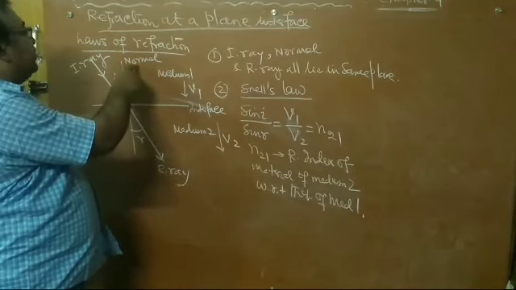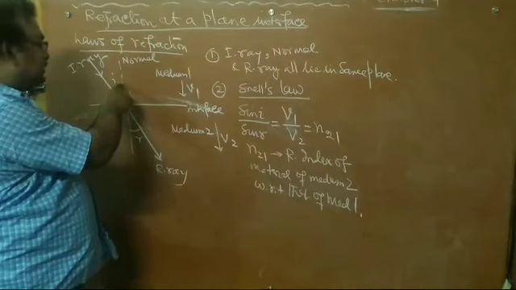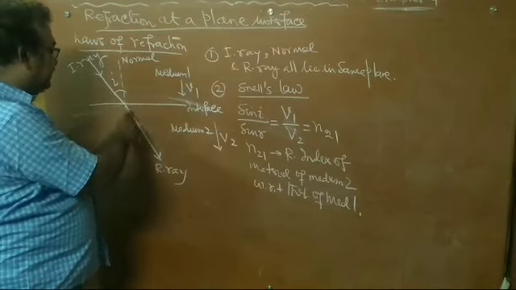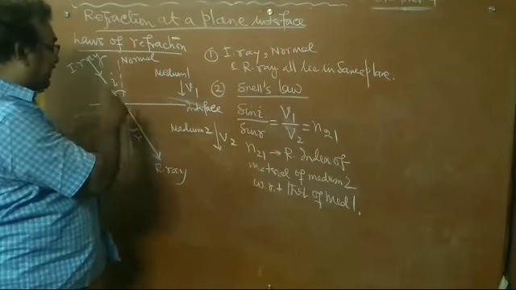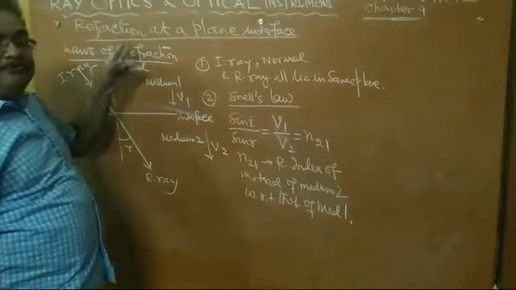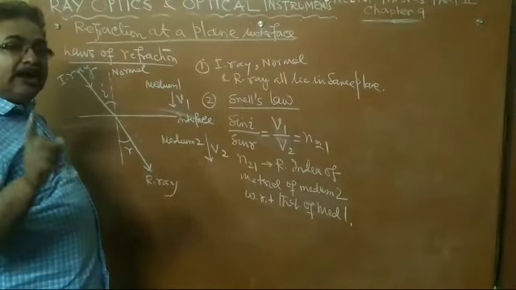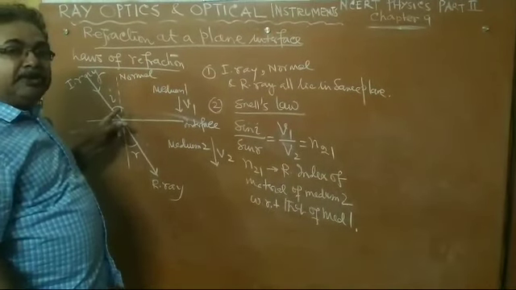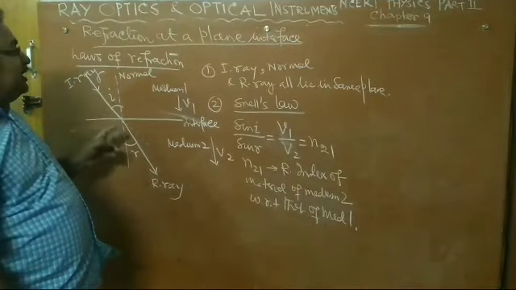With respect to normal, the incident ray is making an angle i. This is called angle of incidence. And this is the refracted ray. And this angle between the normal and the refracted ray is called angle of refraction. Now the phenomenon of refraction is when a ray of light travels from one medium to another optically different medium, then it bends from its original path. This is called refraction of light, as shown in the diagram.